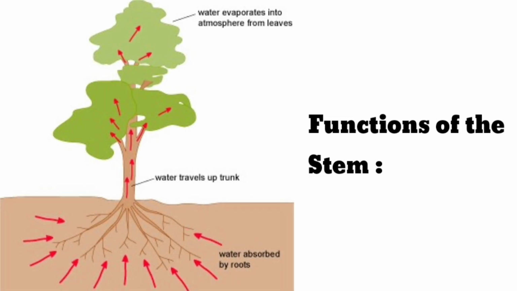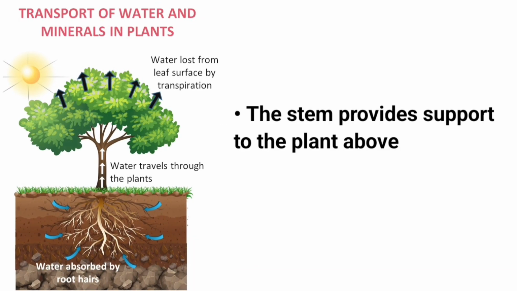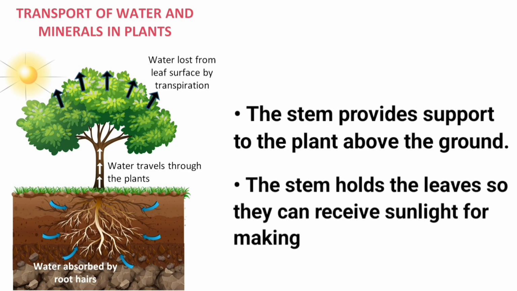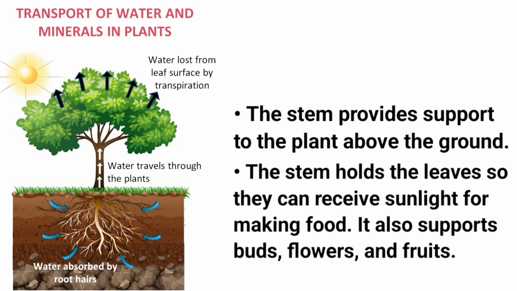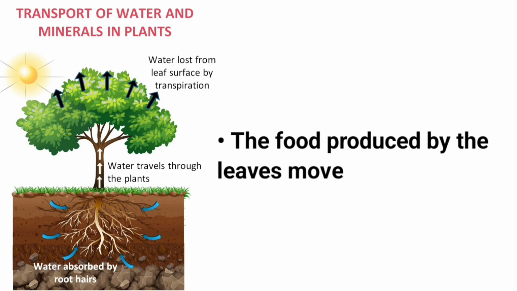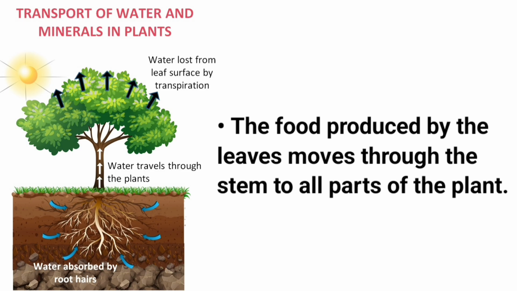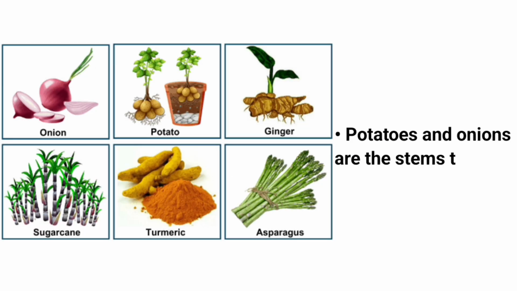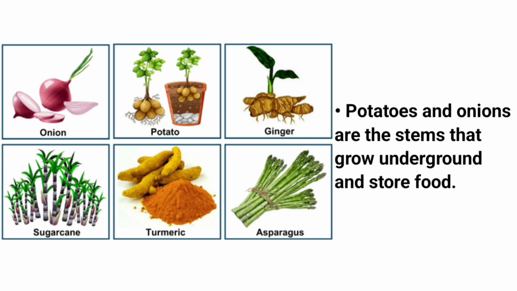Functions of the stem. The stem provides support to the plant above the ground. The stem holds the leaves so they can receive sunlight for making food. It also supports buds, flowers, and fruits. Water and minerals absorbed by the roots travel to the leaves through the stem. The food produced by the leaves moves through the stem to all parts of the plant. Potatoes and onions are stems that grow underground and store food.